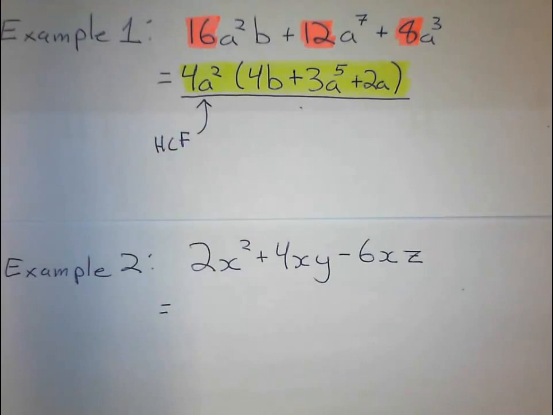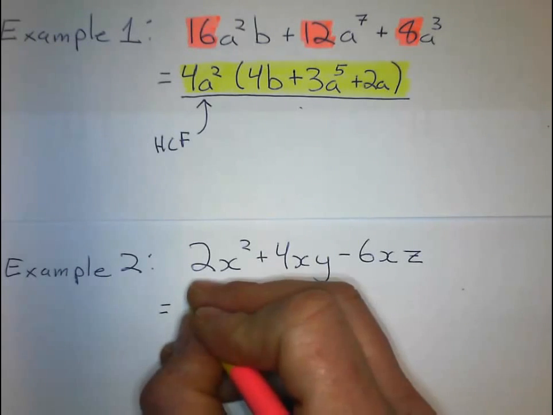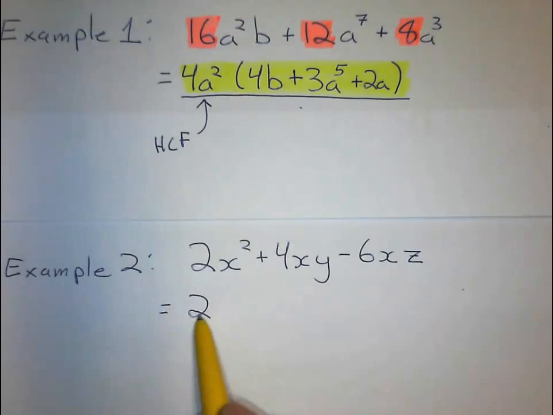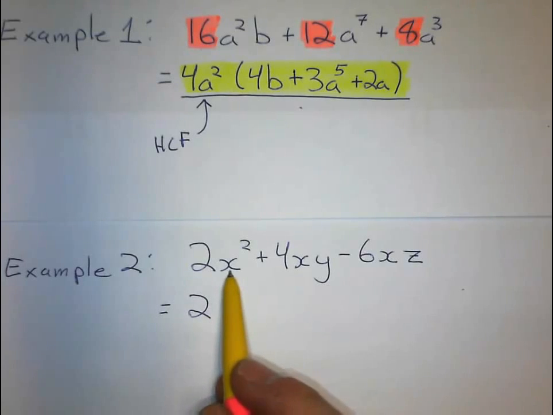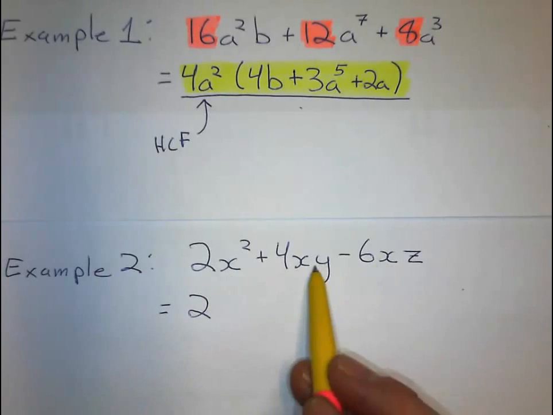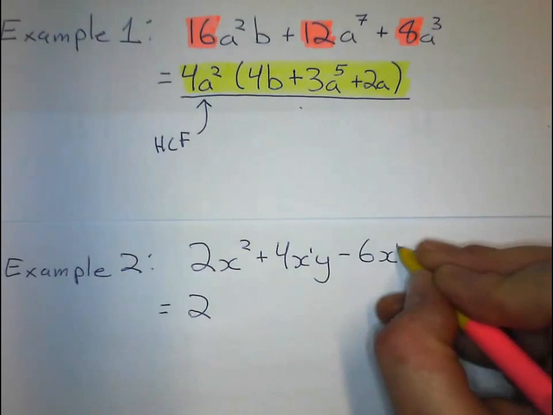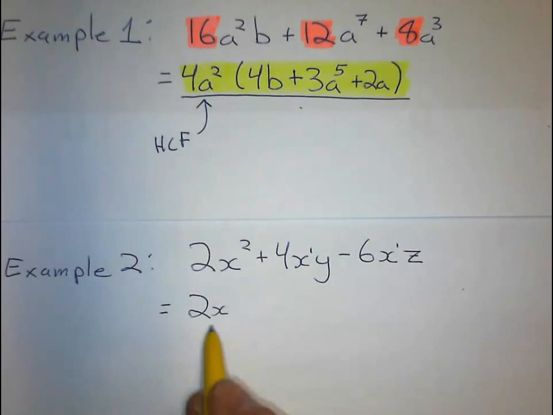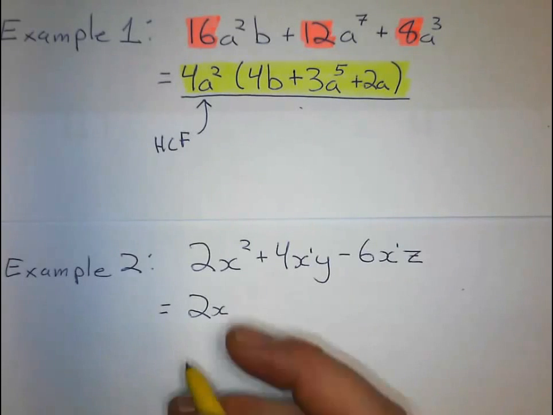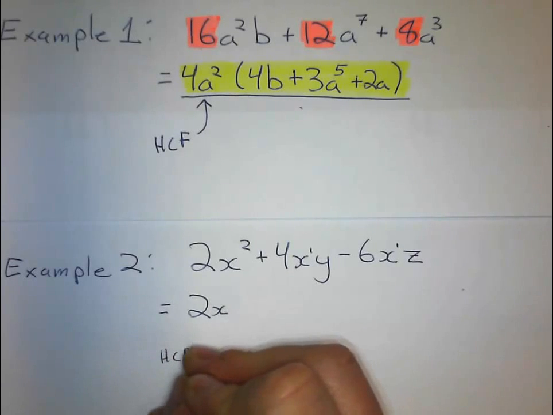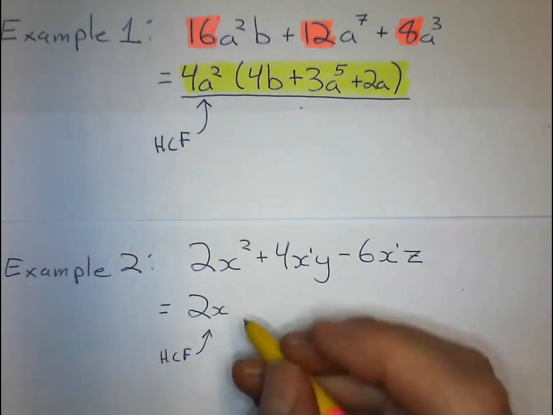All right, let's look at another example, another expression of 3 terms. So the biggest factor of 2, 4, and negative 6, they're all even, so the biggest factor is going to be 2 there. I'm working out the highest common factor. They all have an x, and the lowest power of that common variable is just x to the 1. I'll just leave that as x. That's my highest common factor right there. Now what I do is divide each term by that 2x.